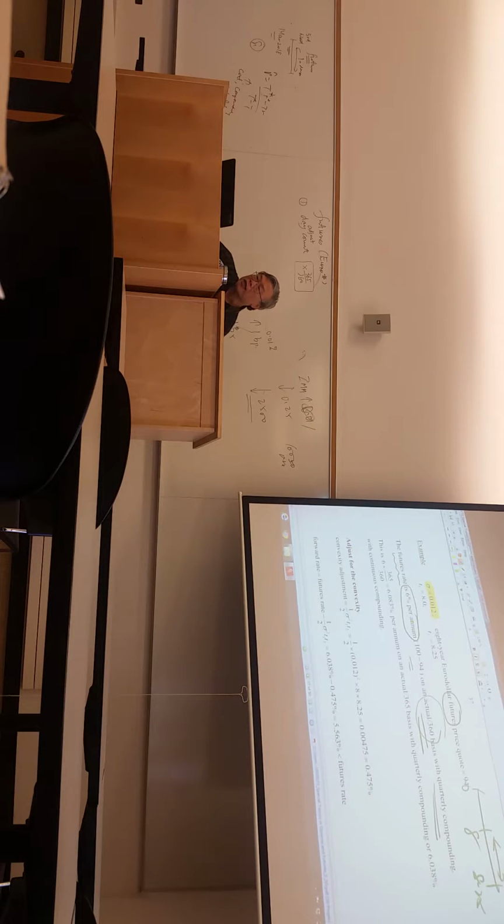So I adjust the day count. When I multiply 6 by 365 over 360, I will get 6.083% per annum on the actual 365 basis. But since the original one is quarterly compounding, now it is still quarterly compounding.